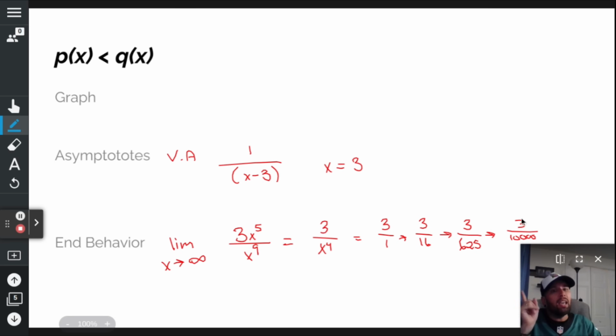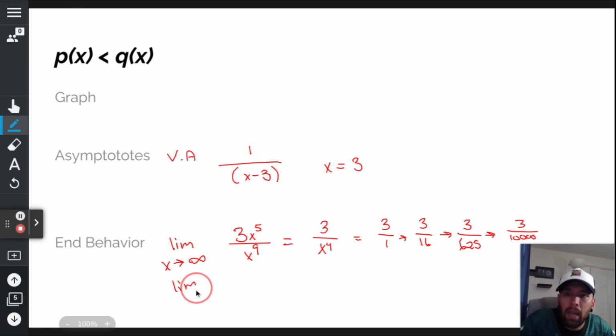And this is 3 10,000ths, 0.0003. So when I only plug in 10, imagine what would happen if I plugged in 1,000. Our number is basically going to be 0. So whenever we ask for the limit as x approaches positive infinity or negative infinity, it doesn't matter what we have up here.